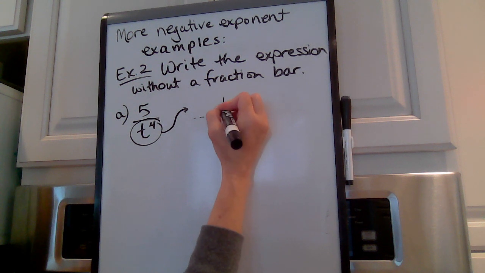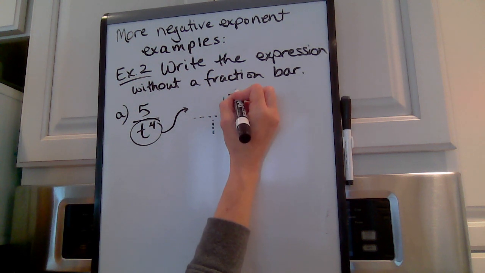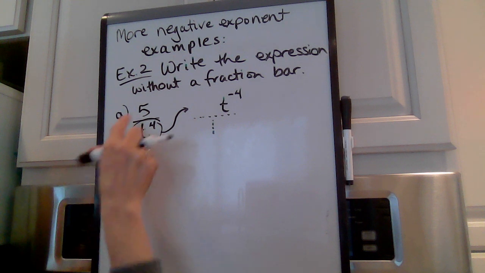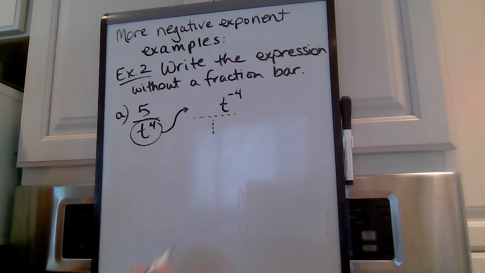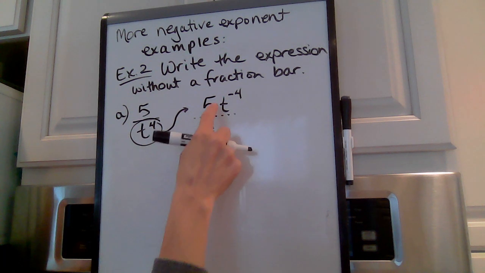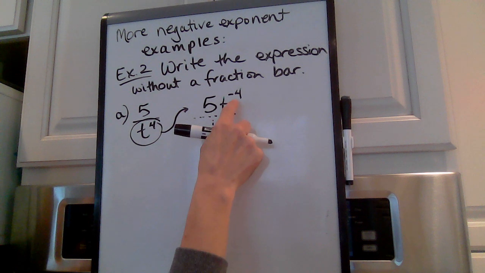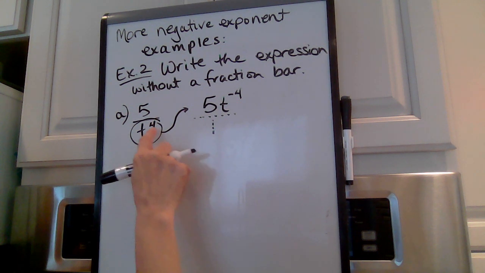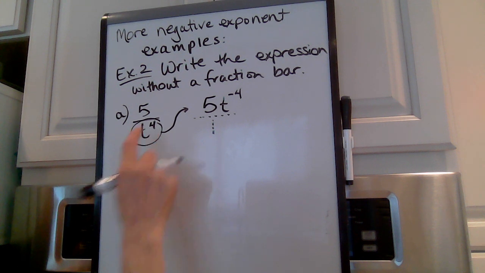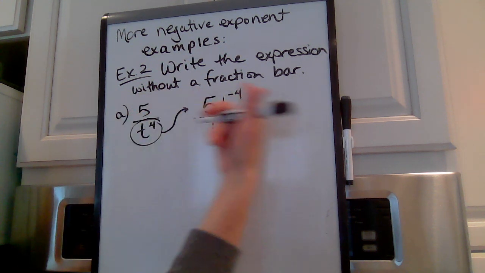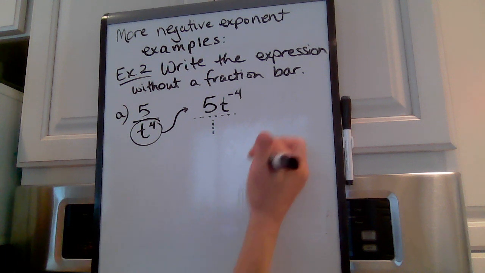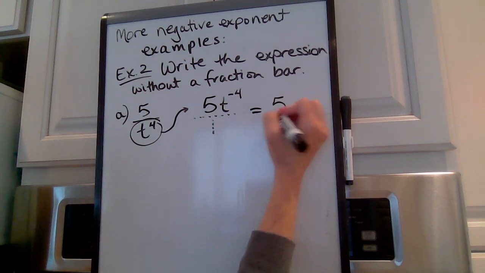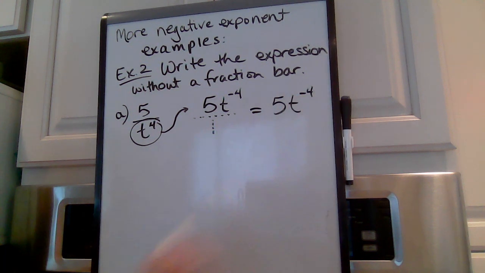So I am going to change that exponent to a -4. The 5 is already where it belongs. It's going to stay in the numerator. And so what we end up with is 5t to the -4, meaning that this base is not where it belongs. It really belongs in the denominator. And when it goes to the denominator, it becomes positive because it's where it belongs. But our directions said to write it without a fraction bar. So our answer would be 5t to the -4.